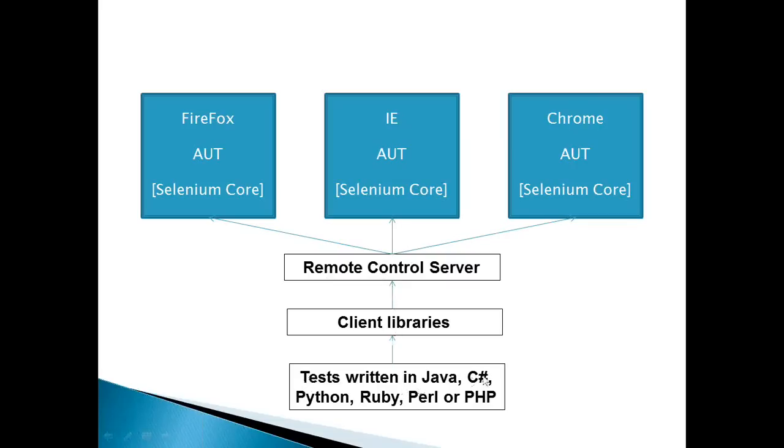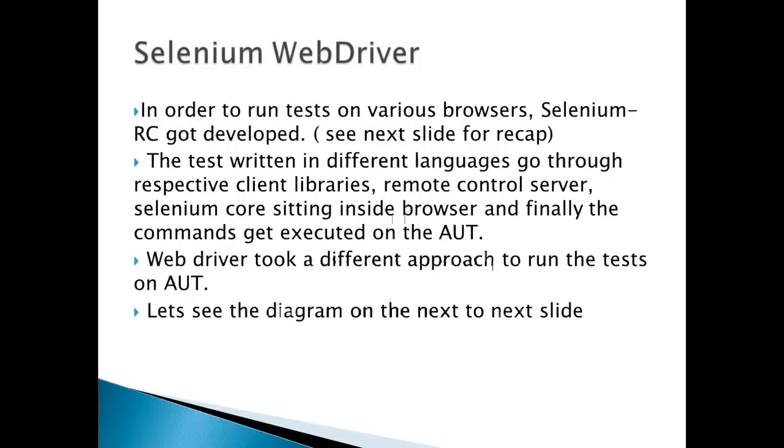The tests written in Java, C#, Python, Ruby, Perl, or PHP, via the client libraries for these languages, went through the remote control to these various browsers, where the Selenium core interpreted these commands and executed the actions on the application under test. So this is what Selenium 1.0 was.